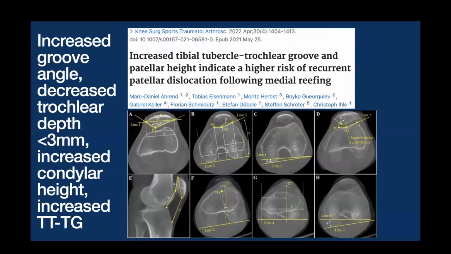The other interesting things these parameters look into are the increased sulcus angle and the increased TTTG. You can see clearly that a sulcus angle of more than 140 degrees shows a shallow sulcus, thus predisposing to patella instability. A trochlear depth of less than 3 mm again denotes a shallow sulcus, which predisposes to patella instability. A TTTG of more than 20 will predispose to lateral insertion of the tibial tuberosity, leading to a higher Q angle, leading to subluxations and dislocations of the patella.